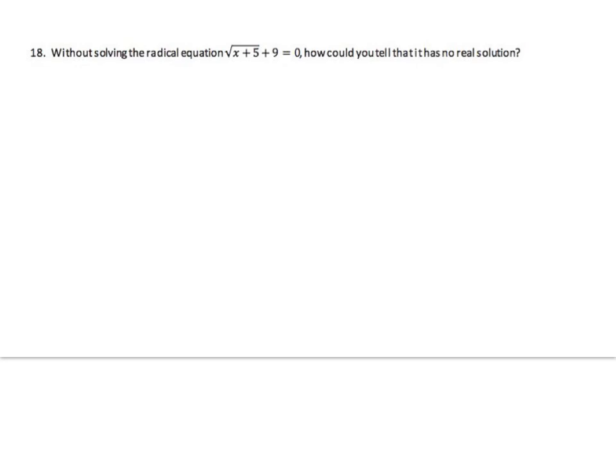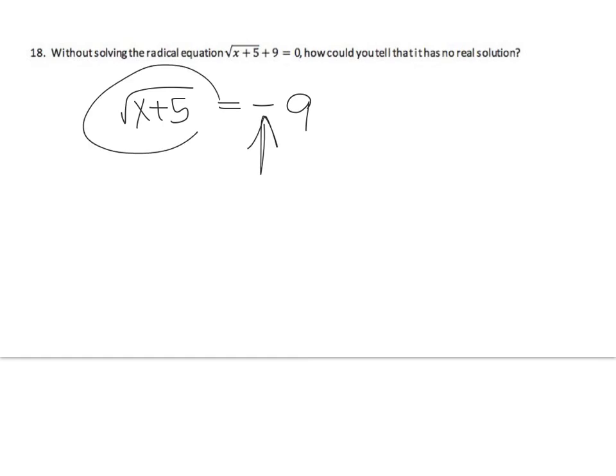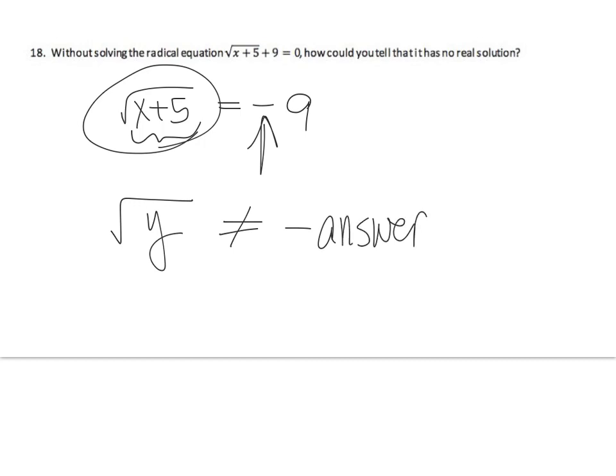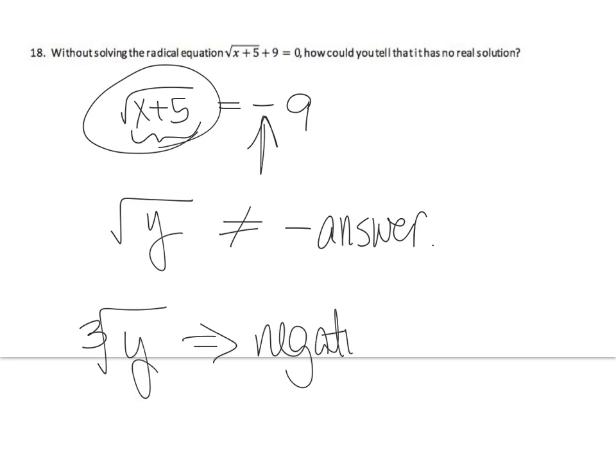Without solving the radical equation, how could you tell that it has no real solution? Square root of x plus 5 equals negative 9. There's actually no way for me to get a negative when all of my numbers are underneath the radical, because if I take the square root of anything, I will not get a negative answer. It's just impossible. I can take the cube root of stuff and get a negative answer, but not the square root.